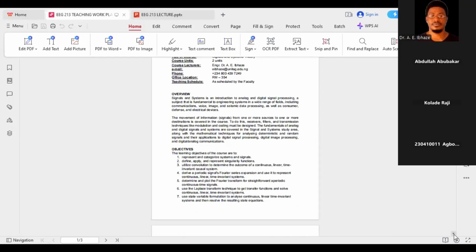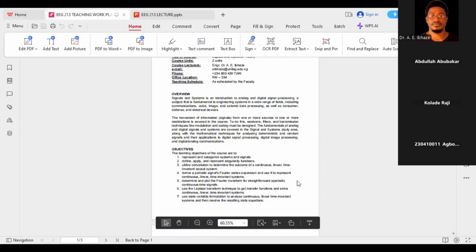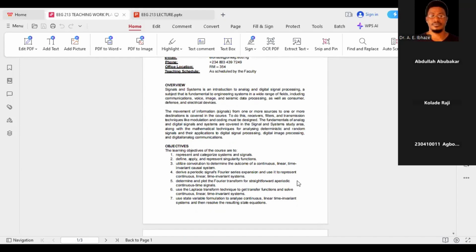So we have core objectives. So I will just run through these objectives. Okay. So here we want to represent and categorize systems and signals. So all we're going to be doing in this course is signals and systems, or systems and signals. So we want to define them, we want to know how they apply. Then we'll talk about convolution. Then we'll see how it applies in the continuous and discrete sense. Then we'll also try to analyze some signals. So we'll do a little Fourier series expansion and then an analysis.